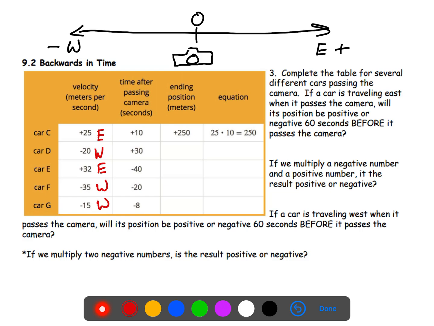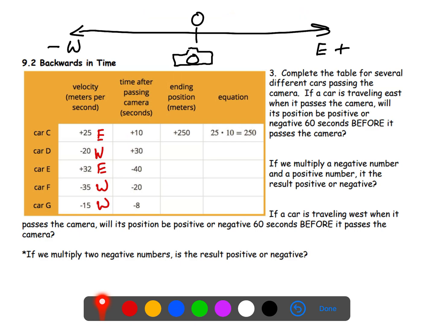So car C has a velocity of positive 25 meters per second, which means the car is traveling to the east. It's positive. Now, time after passing the camera is plus 10. So here at the camera is 0 seconds. 1, 2, 3, we count up to 10 seconds later, and that's going to be our ending position. Every one of those seconds that it traveled, it went 25 meters because that was the velocity of the car. So here, we get our ending position of 250 because we multiplied the velocity times the time to get that ending position.